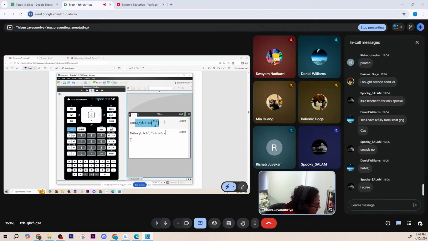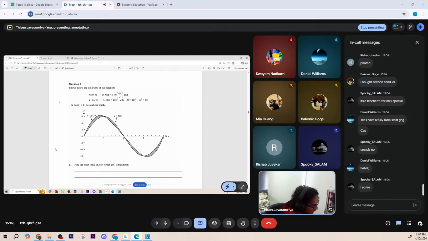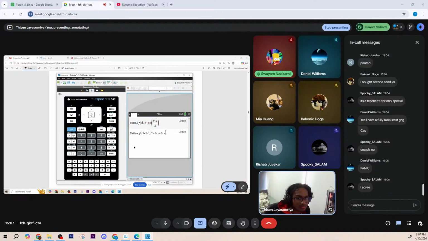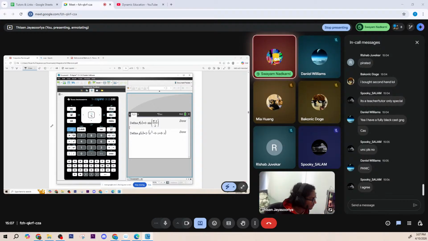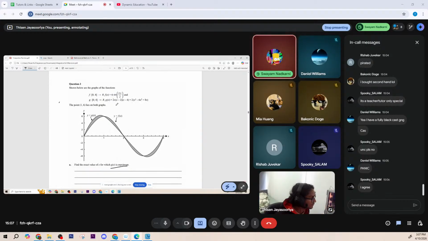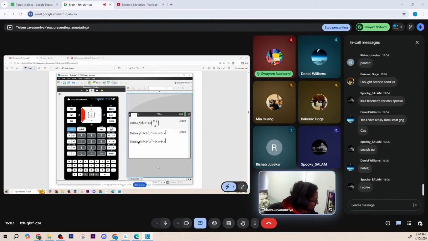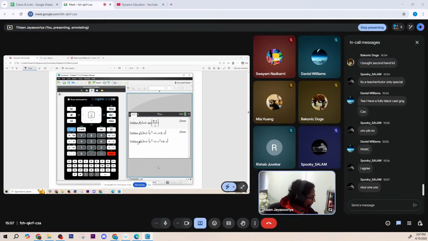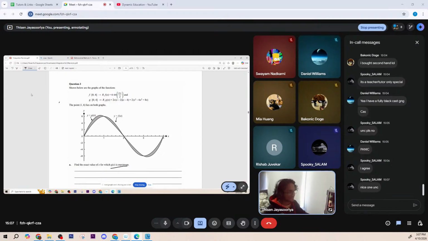We want to find the maximum, right? It says find the value of a for which g of x has a maximum, right? We can either use our trig theory to do this, or we can use our calculus, right? Go on, Swaya. You put 6x squared for g of x. That's an incredible call. I almost stuffed that one up. Nice one. So here it says find the exact value for which g of x is a maximum.